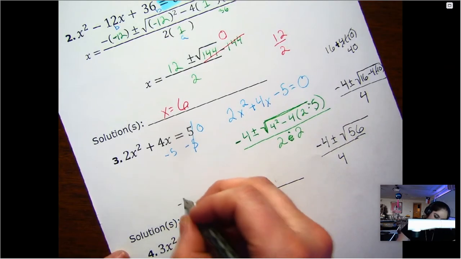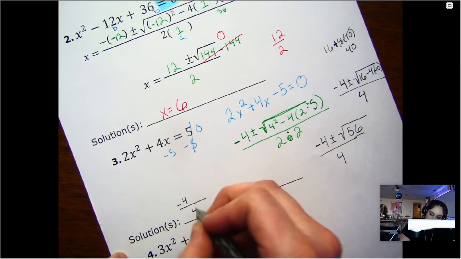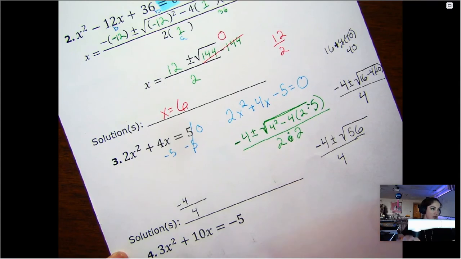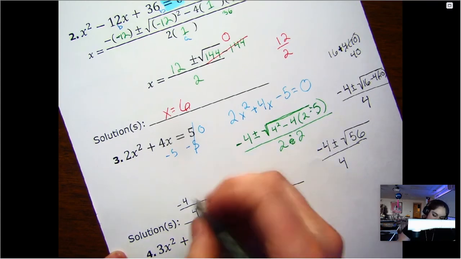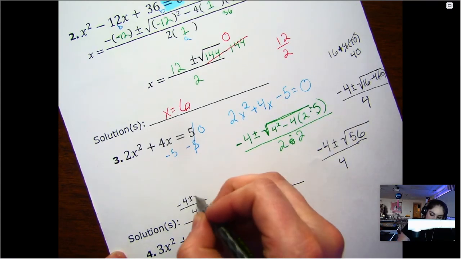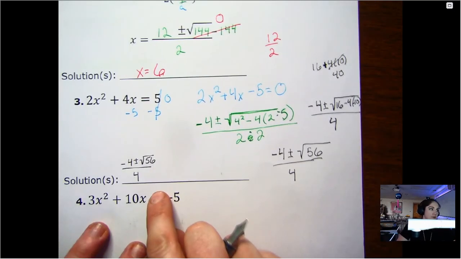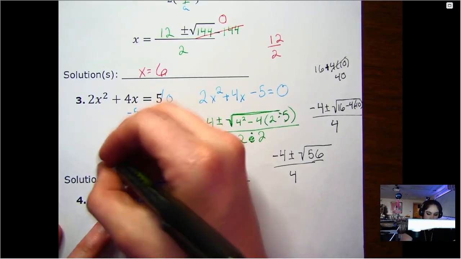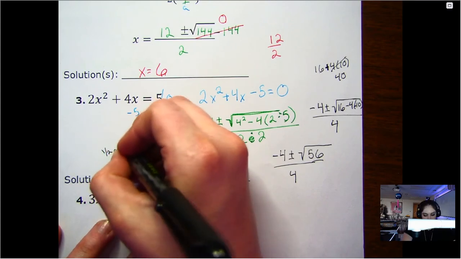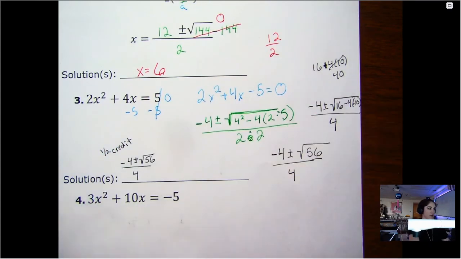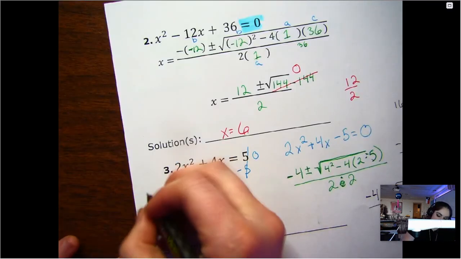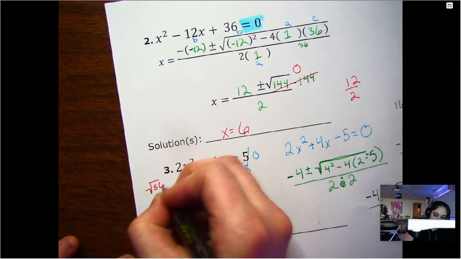This answer right here, if you have something that's not going to simplify pretty, you can leave it with a radical in your answer. However, this answer will get you half credit because it is not in the most simplified form. So let's simplify. So we have the square root of 56.